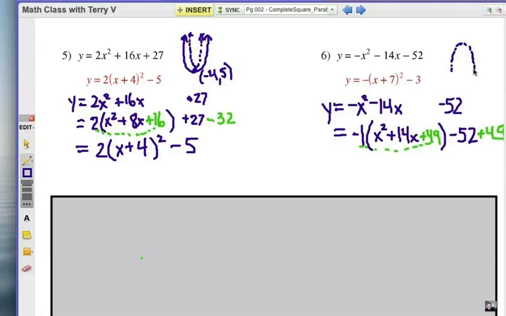The vertex is going to be at -7, -3, or sorry, +3. -7, +3. And that's what the parabola looks like.